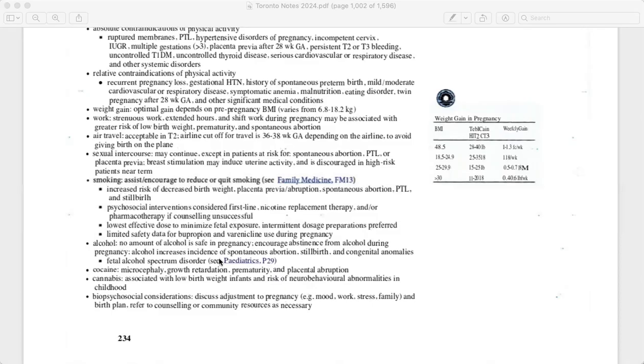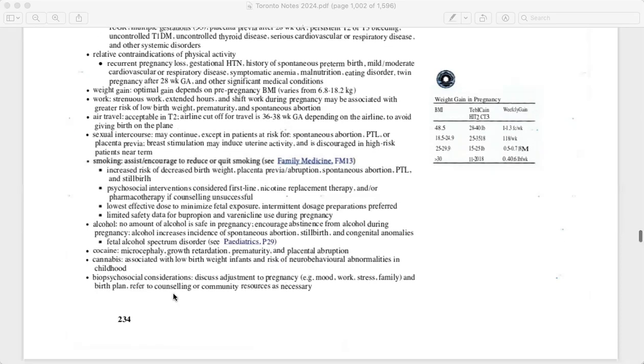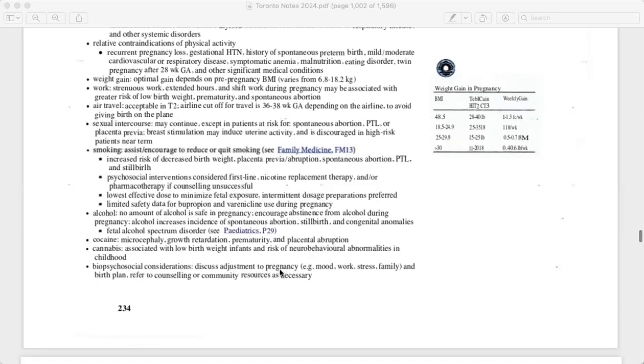Alcohol, no amount of alcohol is safe in pregnancy. Cocaine, same goes for cocaine. Cannabis, same goes for cannabis. And then biophysical consideration, discuss the adjustment to the pregnancy, like mood, stress, work, family, and all of those things. As I told you about work, you have to make sure that she needs the medical leave, then you can give the medical notice. Otherwise, you cannot. Or you can always advise she can apply for the non-paid leave, right?